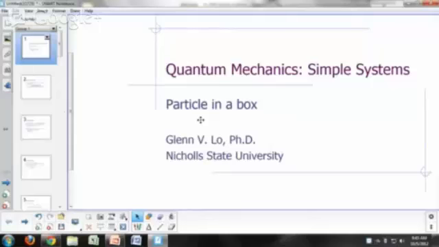Okay, so last time we started applying the principles of quantum mechanics. We started with the free particle. So today we're going to extend that a little bit. We're going to impose boundary conditions on our free particle, so it's no longer a free particle. We're going to say it's confined between this location and that location. So we call it a particle in a box. Okay?